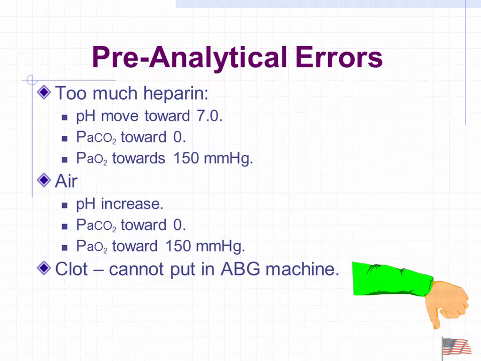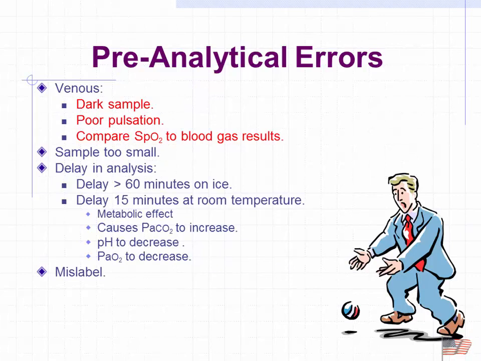And if it's got a clot, you definitely do not want to put it in the machine, because now you've knocked that machine down until we can remove the clot out of it. Venous blood is another error that you may have. You may have sampled a vein instead of an artery. You'll know it because it's much darker in color. It's much more purple as opposed to this nice bright crimson. You also probably won't have any pulsation.